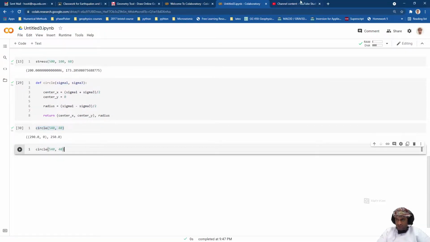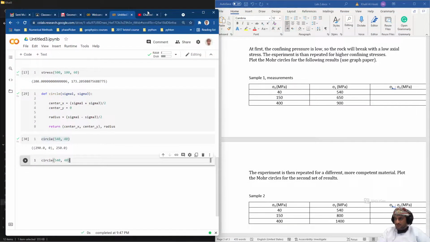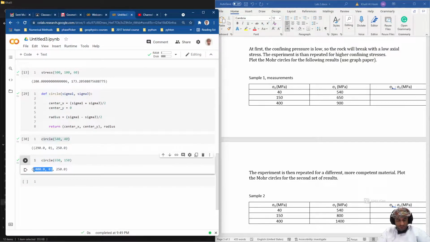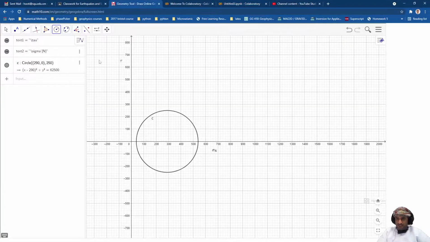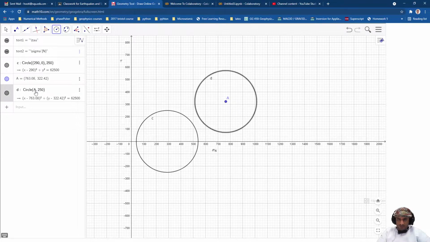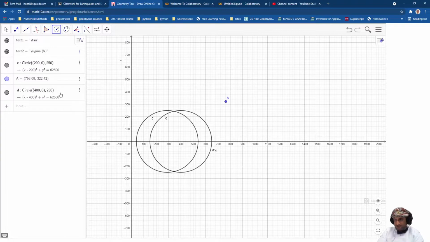Let's do the same thing for the next circle. My forces are changing. The vertical and horizontal forces are different. I have 650 and 150. The radius hasn't changed. The center has changed only. So I make a new circle again, with radius 250, and change the center point to whatever value I obtained. That's the one. Let me delete this random point. The second one.